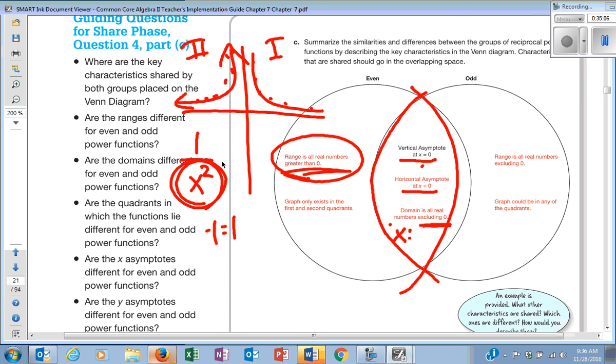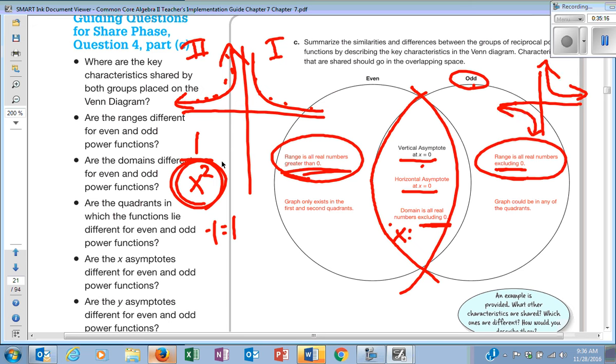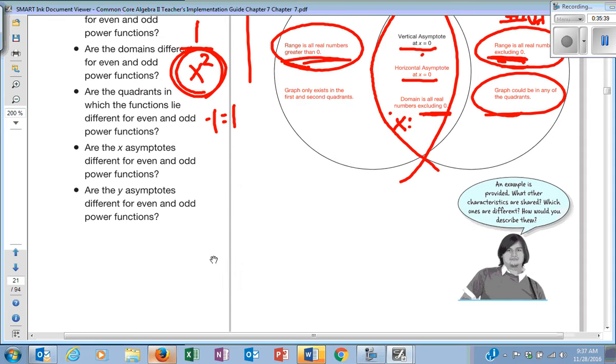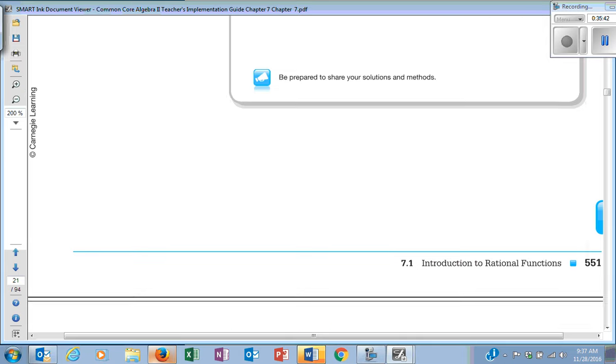And your range here, for odds, is all real numbers excluding 0, because remember this graph looks something like this. And so you could have y's up here, you could have y's down there, so your y values could be positive, or they could be negative, depending on where you're looking, but they cannot be 0. That's that asymptote that's happening right there. And a graph could be in any of the quadrants. So actually it could be in this quadrant, this quadrant, this one, and so we'll study that more as we get to this. Alright? That's it.